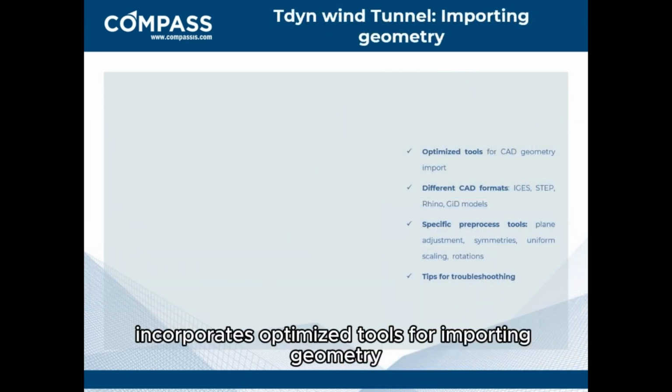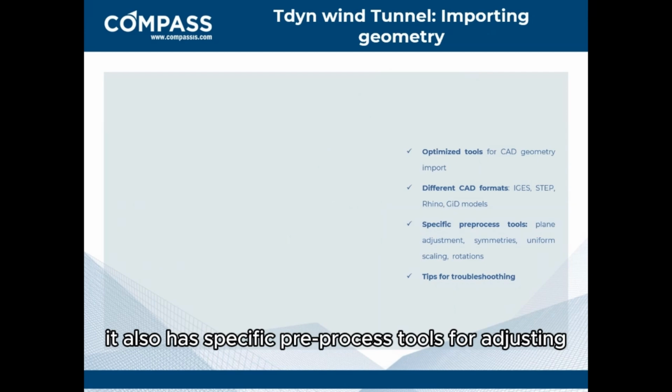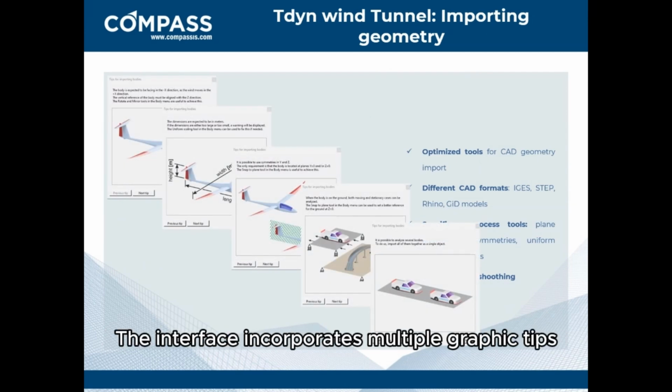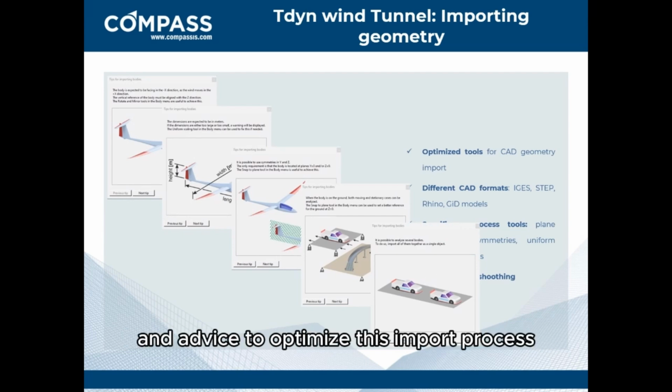Tdyn WindTunnel incorporates optimized tools for importing geometry in different CAD formats like IGES, STEP, Rhino, or GiD models. It also has specific preprocessing tools for adjusting planes, dealing with symmetries, rotations, and scaling of models. The interface incorporates multiple graphic tips and detailed instructions and advice to optimize this import process and help the user to correctly set up the imported geometry.